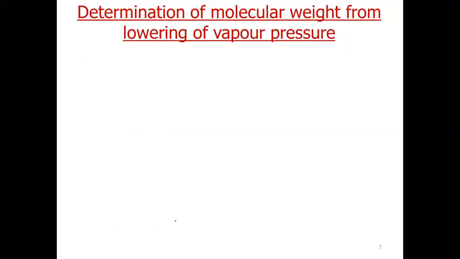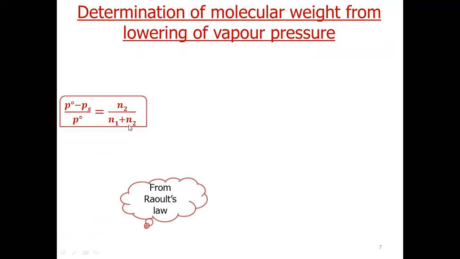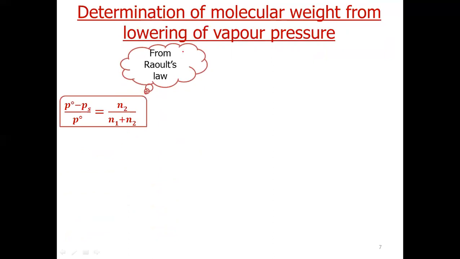Now let us see how we can determine molecular weight from lowering of vapor pressure. Like in the starting of my slides, I mentioned that these colligative properties can be used to determine molecular weight of solute. Now let us see how we can use them. So this is the relation: P naught minus Ps by P naught is equal to N2 upon N1 plus N2, which represents mole fraction of solute. This relation has come from Raoult's law, already derived.